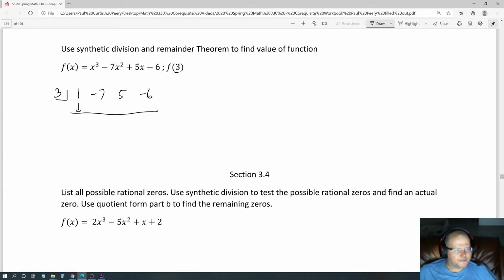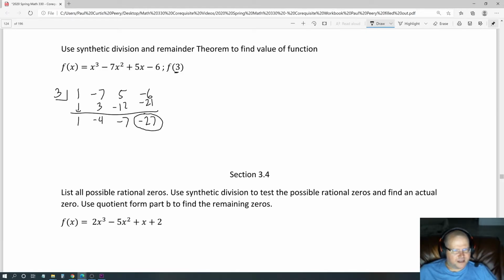So we bring down the 1, which gives us 1. 1 times 3 is 3. Negative 7 plus 3 is negative 4. Negative 4 times 3 is negative 12. Negative 12 plus 5 is negative 7. 3 times negative 7 is negative 21. Negative 21 and negative 6 is negative 27. Okay, and this should be the answer.